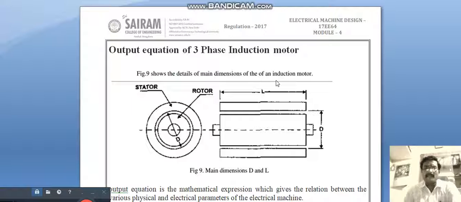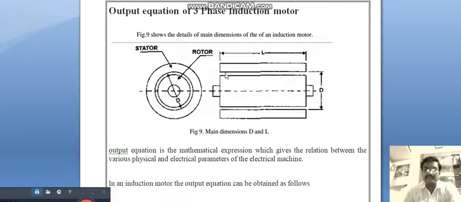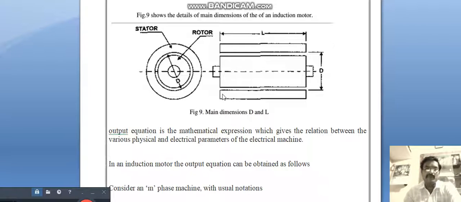Here, the main dimensions are very important for all the motors or transformers. The main dimensions we know: one is the armature length and the other is the armature diameter. These are L and D, the length of the armature and the diameter of the armature. These two are the main dimensions for the three-phase induction machine. Now we go for the output equation.